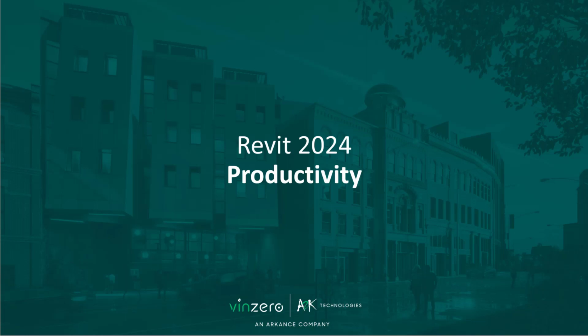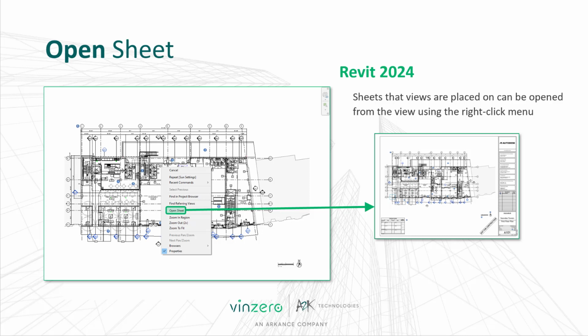Revit 2024 Productivity. Sheets that have views placed on them can be opened from the view by right-click menu. As only one view is placed, this gives a quick access to locating your sheets.